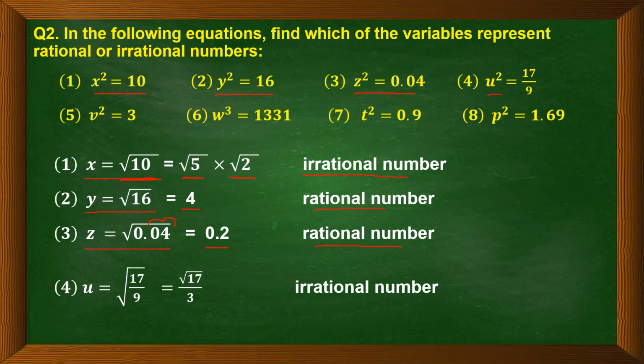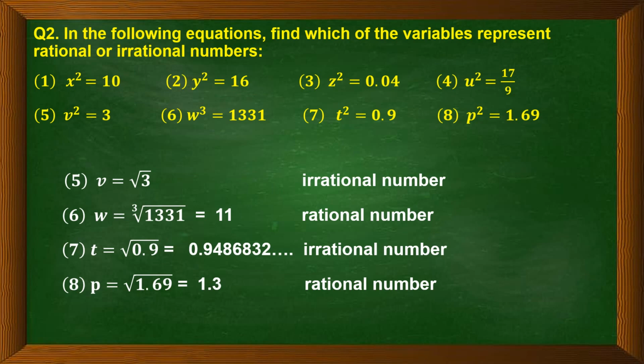Further, we have u square is equal to 17 by 9. So we can say u is equal to square root of 17 by 9. Now square root of 17 we will write as it is because it's a prime number. We cannot further simplify it. Whereas 9 is a square number, so we can say square root of 9 is 3. Now square root of 17 is an irrational number. So irrational number divided by rational number is also an irrational number. So we can say u represents an irrational number, right?